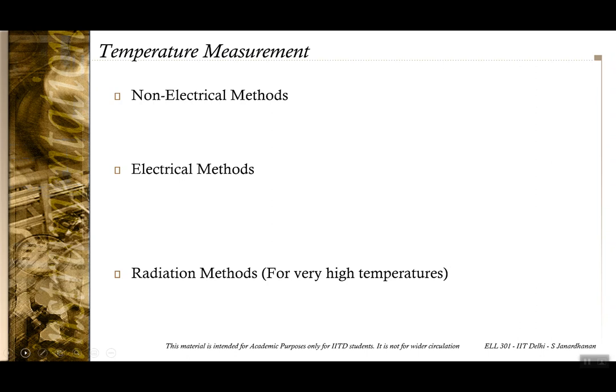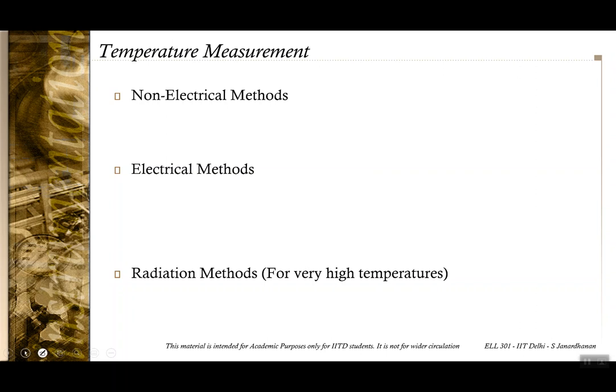non-electrical methods. You have electrical methods of measurement, and for very high temperatures, you can even just measure the radiation that is coming out of that hot object to be an indicative of the temperature of the object.